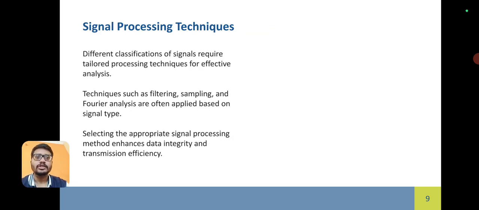Signal processing techniques. Different classifications of a signal require different processing techniques for effective analysis. Techniques such as filtering, sampling, and Fourier analysis are applied based on the signal types. Selecting the appropriate signal processing methodology enhances data analysis and inference.